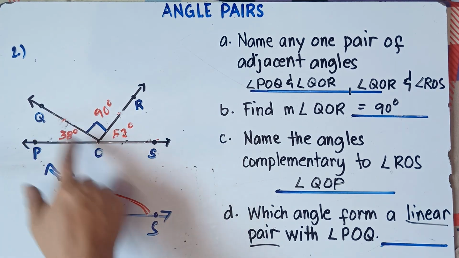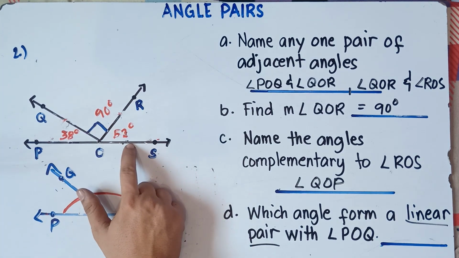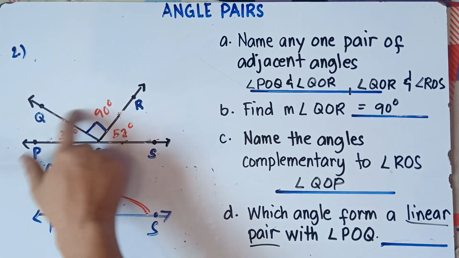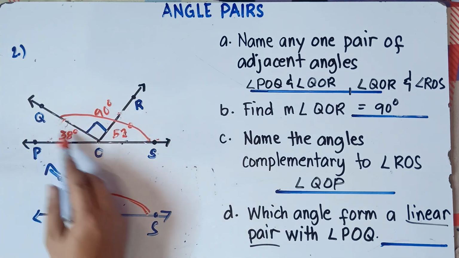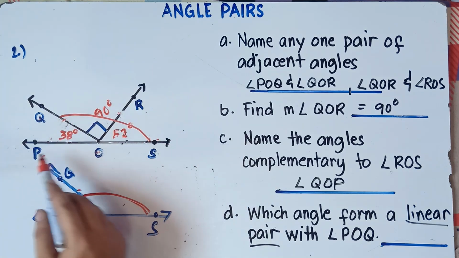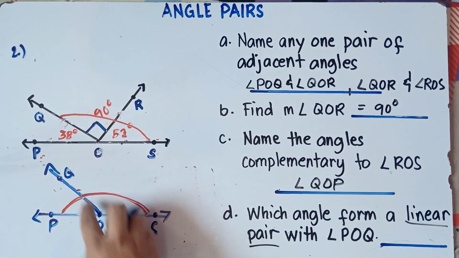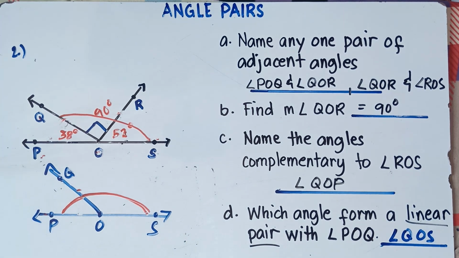QOS, because 90 plus 52 is 142, plus 38, that would be 180. So all of these given angles, class, form a linear pair with angle QOP. Alright, so our answer, class, is angle QOS. That's the answer for letter D.